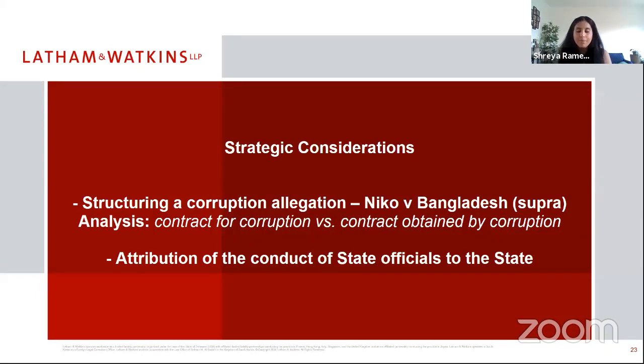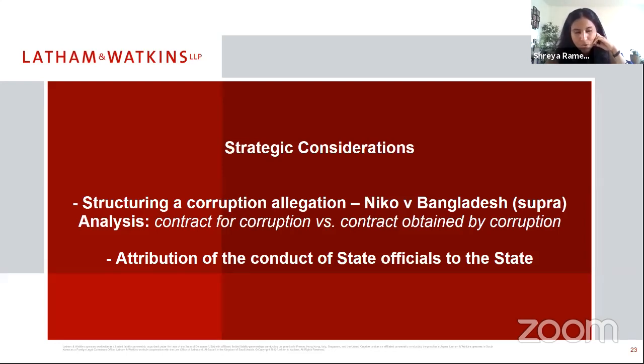Before moving on, I think it's important also to consider in this context how to structure a claim and what jurisprudence exists on structuring a corruption claim. And I think the NICO versus Bangladesh case, which was on the slide, but we didn't actually get into that. So I'll briefly explain the facts of that one. In NICO versus Bangladesh, disputes arose between NICO and two Bangladeshi state-owned entities, which are BAPEX, the Bangladesh Petroleum Exploration and Production Company, and Petrobangla.